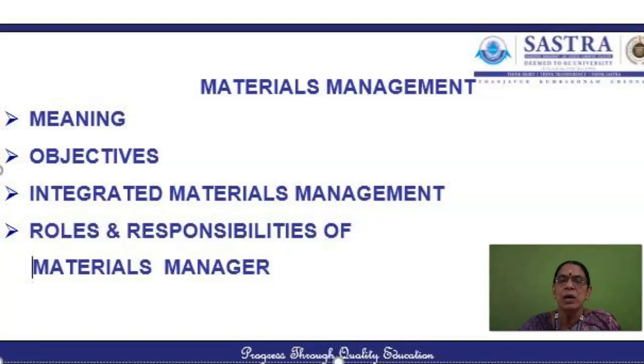Based on this, the right time, right source, right quantity, right quality, the objectives of materials management can be disseminated as follows. First one being buying at the lowest price consistent with the desired quality and service. As we have already discussed, the price must be the lowest, but that doesn't mean that the quality has to be sacrificed. So the price has to be taken care of, and you have to select the lowest price from the quotations received from the supplier. And again, the quotation must ensure the quality and the service.